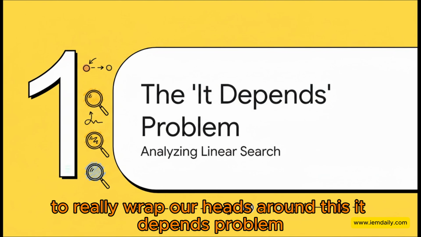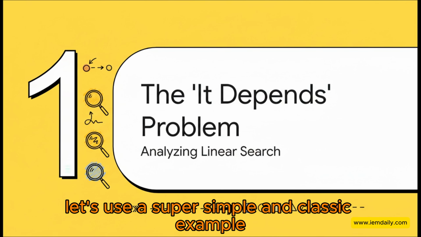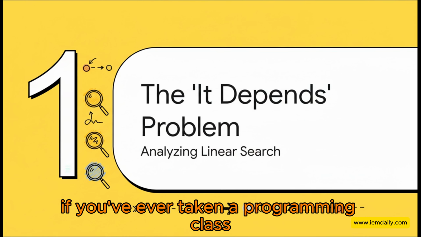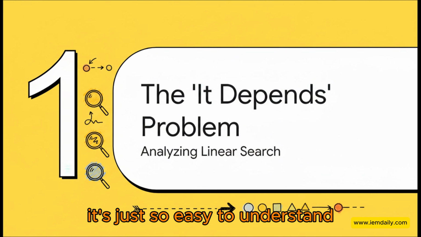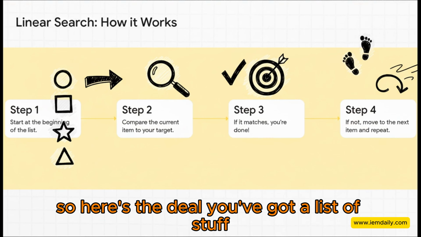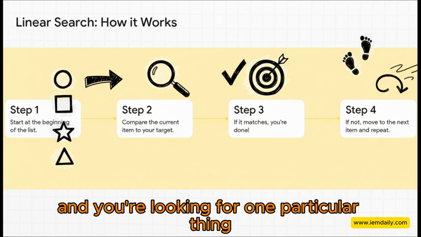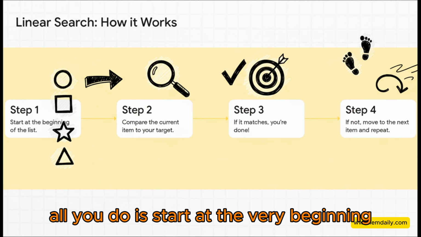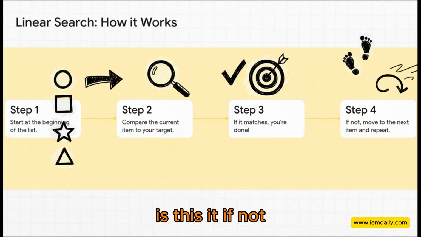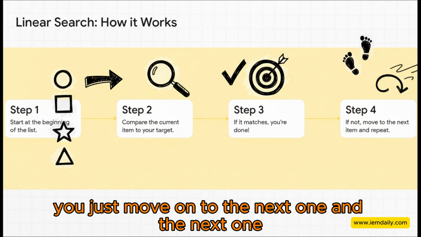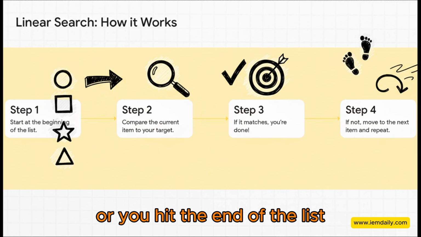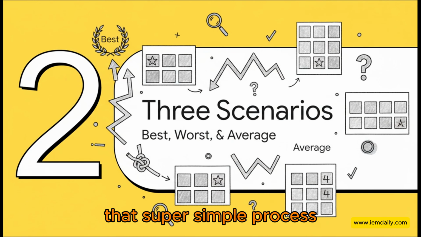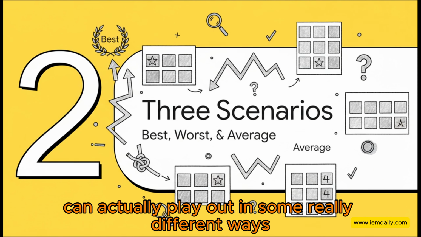Okay, to really wrap our heads around this "it depends" problem, let's use a super simple and classic example, the linear search. If you've ever taken a programming class, you've seen this one. And there's a good reason for that. It's just so easy to understand. So here's the deal. You've got a list of stuff, and you're looking for one particular thing. All you do is start at the very beginning, look at the first item, and ask, is this it? If not, you just move on to the next one, and you keep doing that until you either find what you're looking for or you hit the end of the list. Couldn't be simpler.